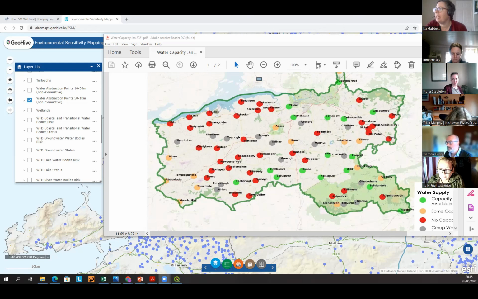And then I also had someone telling me that currently they're abstracting from groundwater for the processing, and they now want to start abstracting from the River Deal. And what I'm wondering is, first of all, I don't think there's capacity to abstract from the Deal.